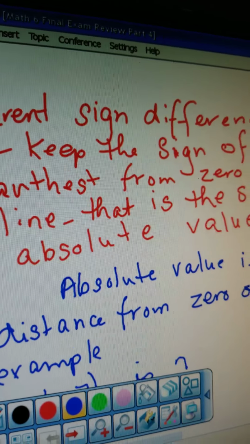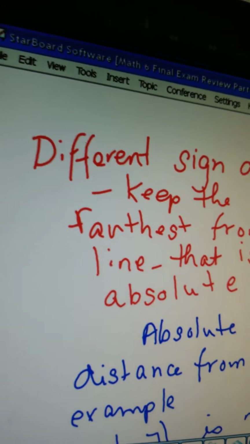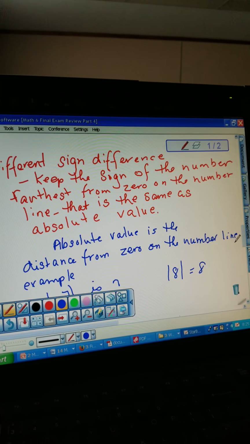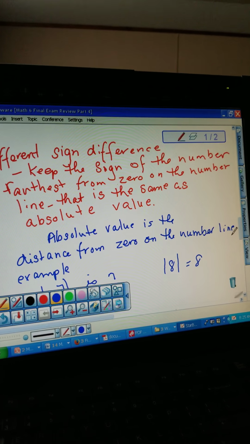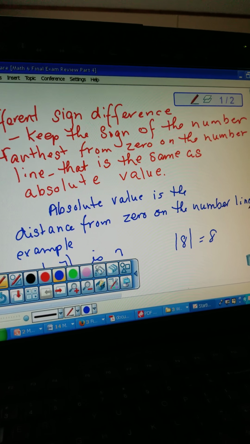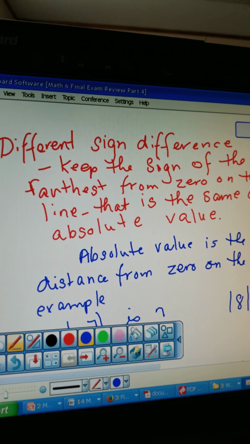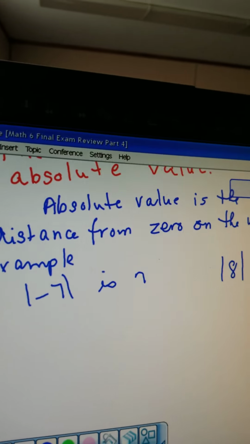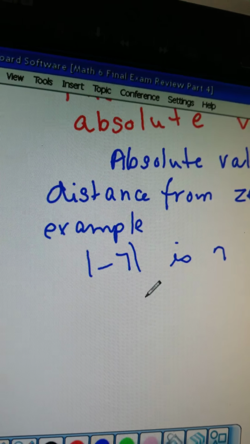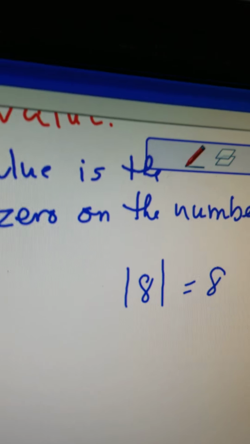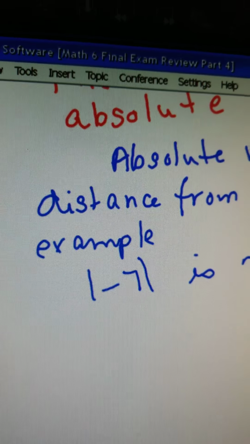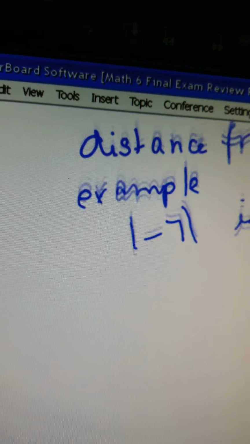All right. Now, what if we have different signs? Different sign, difference. Keep the sign of the number farthest from 0 on the number line. That is the number that has the same as the absolute value. And what does absolute value mean? Distance from 0 on the number line. So a -7, and those straight lines mean absolute value, of -7 is 7. The absolute value of 8 is 8.